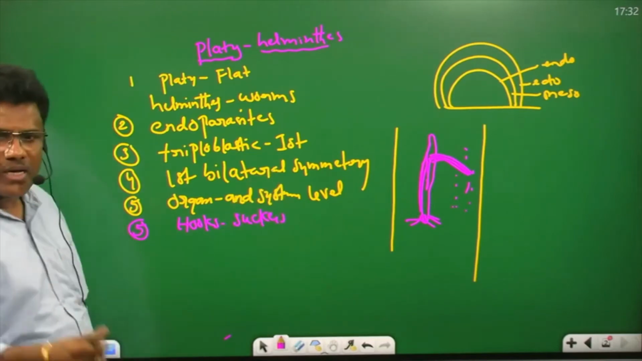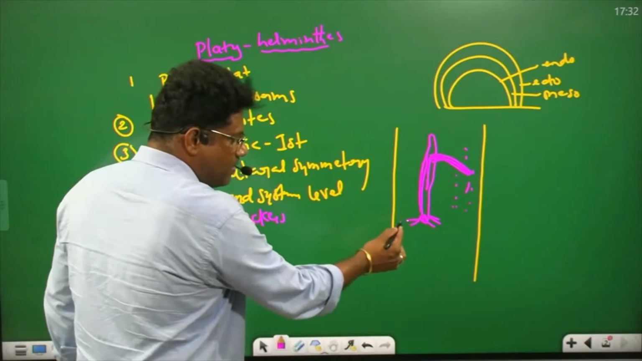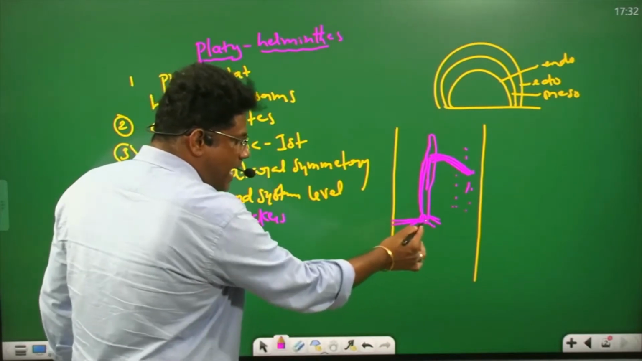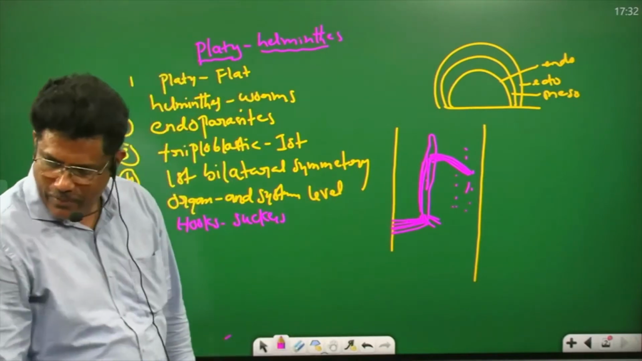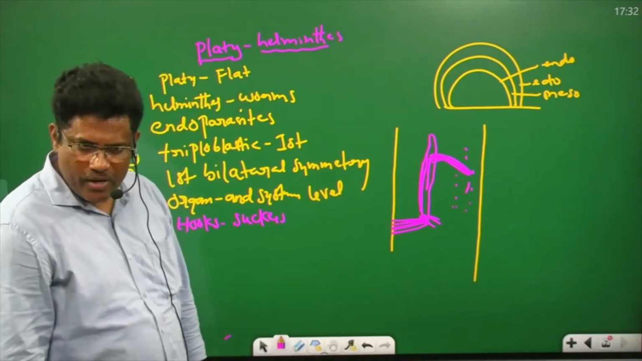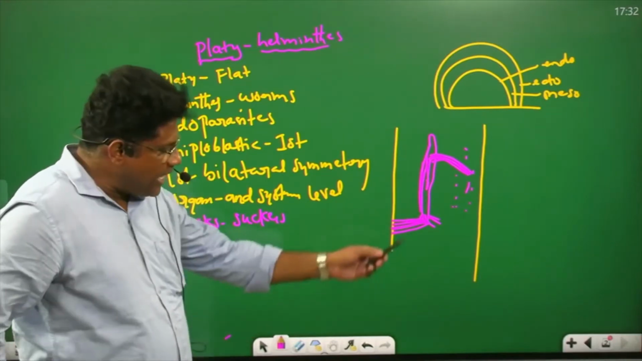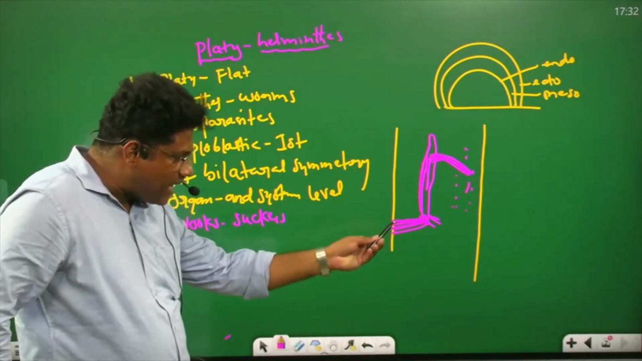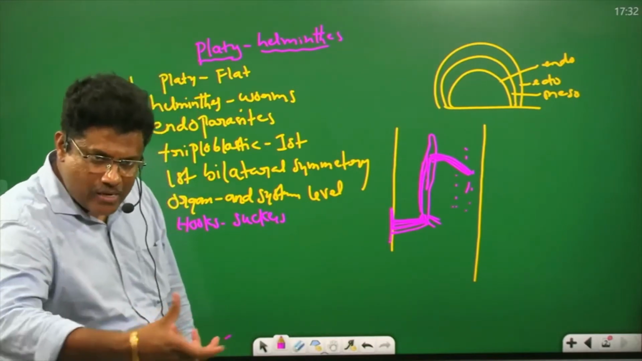The parasite's body has hooks and suckers. With the help of hooks and suckers, the parasite holds onto the human intestine, attached to the human alimentary canal. That's why the parasite does not come out easily.